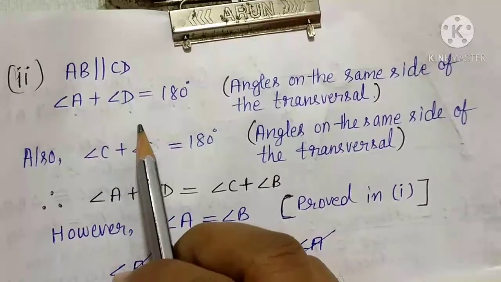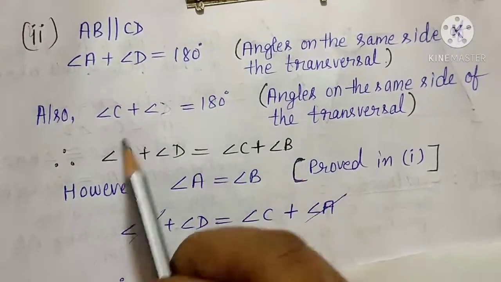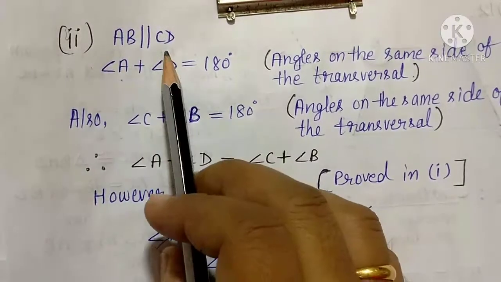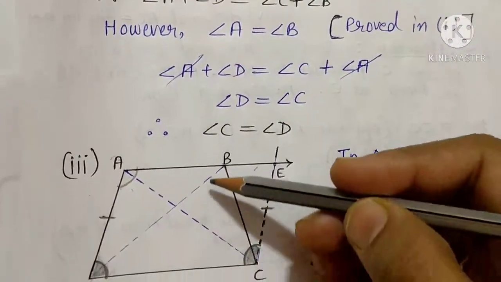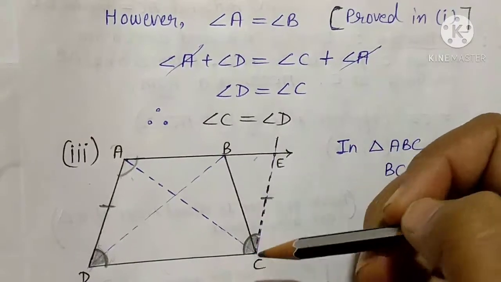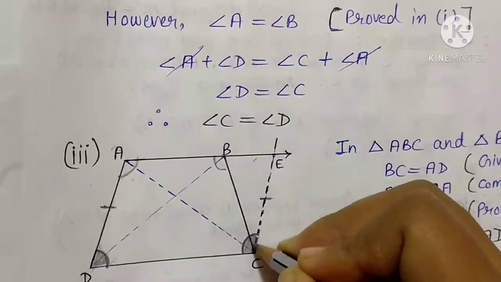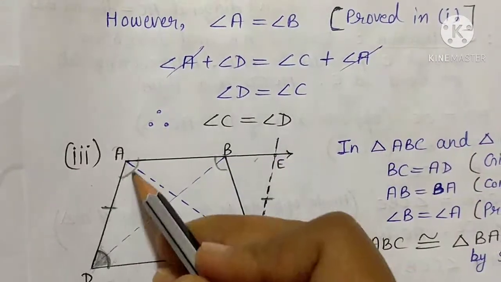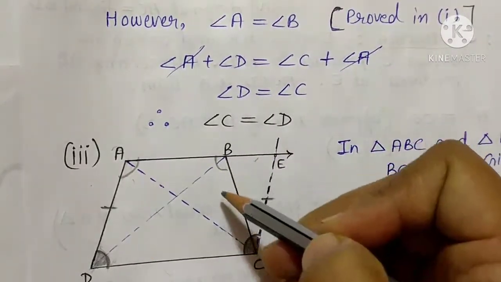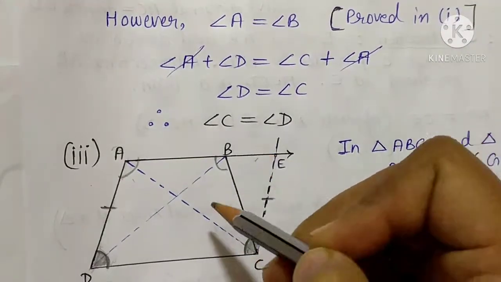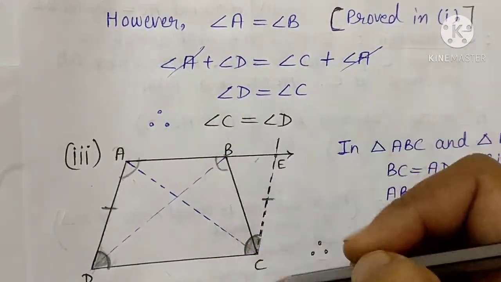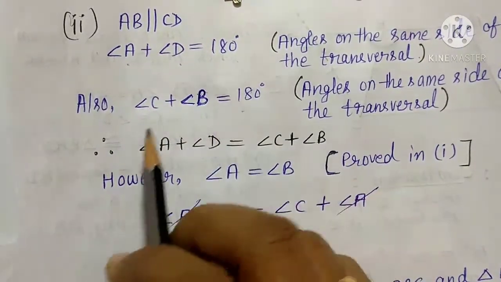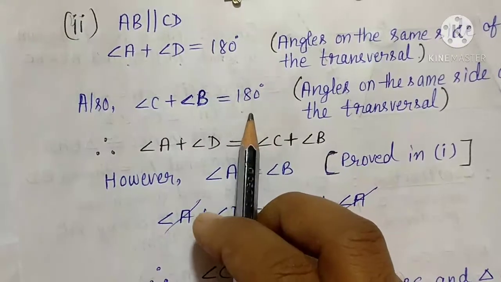So angle A plus angle D equals 180 degrees. But it is already written that AB is parallel to CD. Therefore, BC will also work as a transversal. So angle B and angle C will also make 180 degrees, because these are the same as angle A and angle D. These are also angles on the same side of the transversal, but this time the transversal is BC. So angle C plus angle B is also 180 degrees.